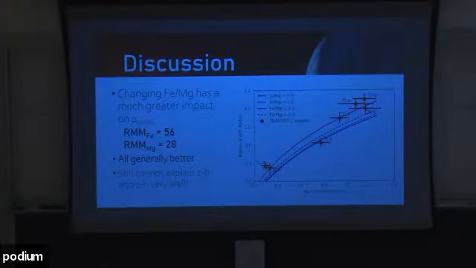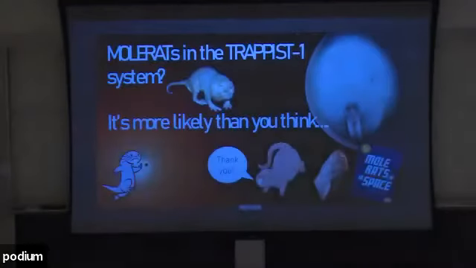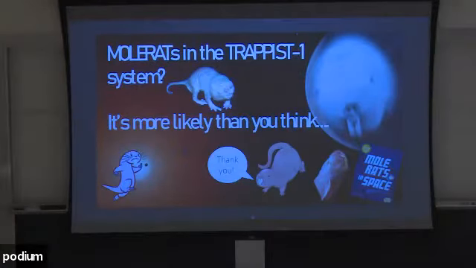And then moving on to some of the other groups who will be looking at volatiles and changing some other parameters. But it's also important to remember that we're very unlikely to get constraints on mantle chemistry for any exoplanets other than indirectly through atmospheric composition. And I would like to finish by saying MOLERATs in the TRAPPIST-1 system, it's more likely than you think. Thank you very much.